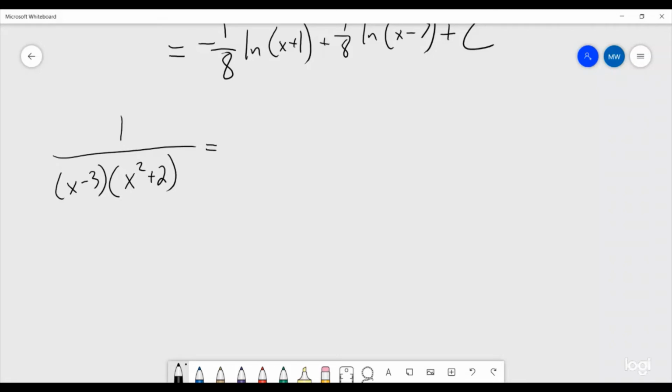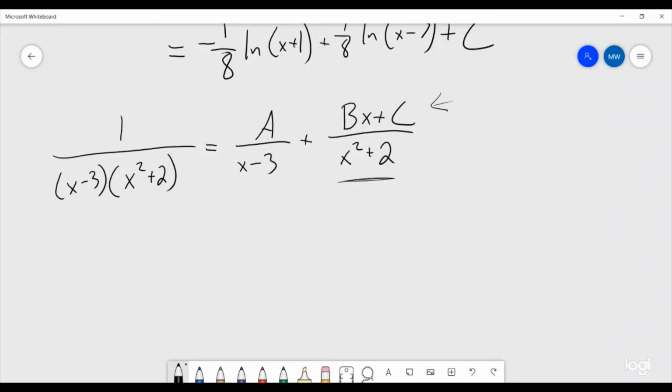this is going to give us a something over x minus 3 plus a something over x squared plus 2. The reason that this is going to be a bx plus c on the top is because the bottom is a quadratic, so the top has to be 1 degree smaller.